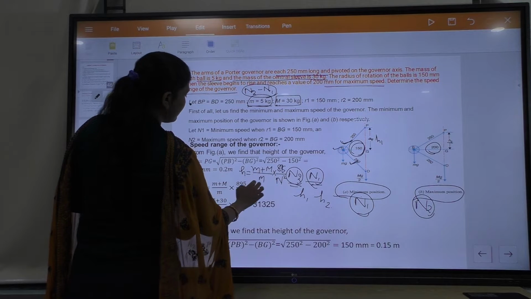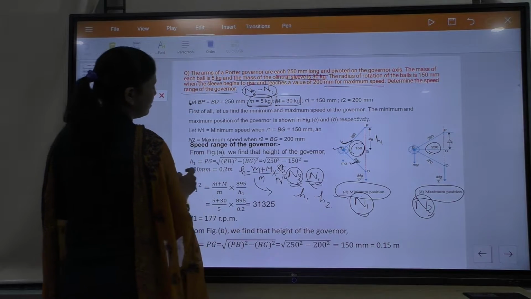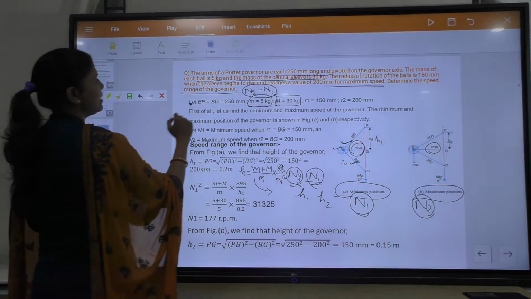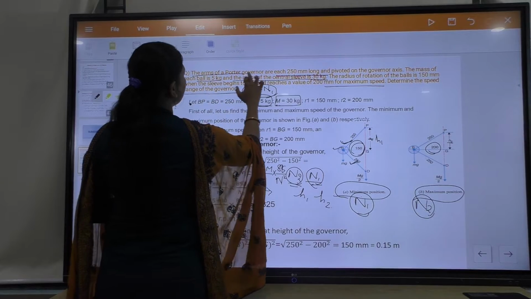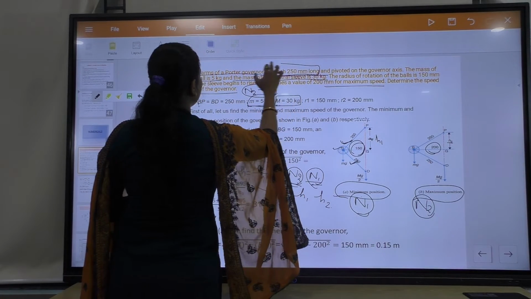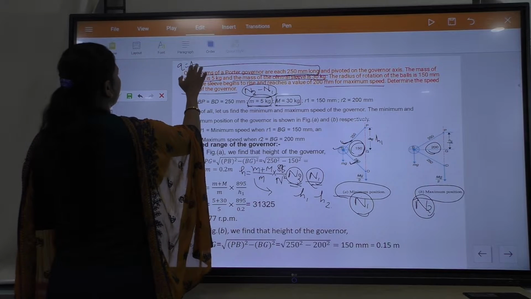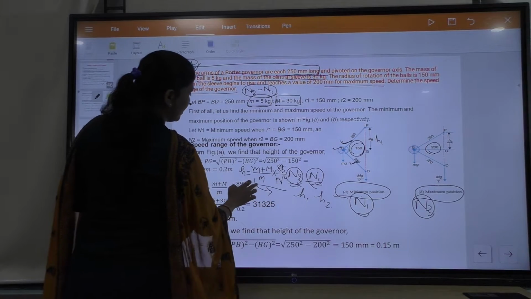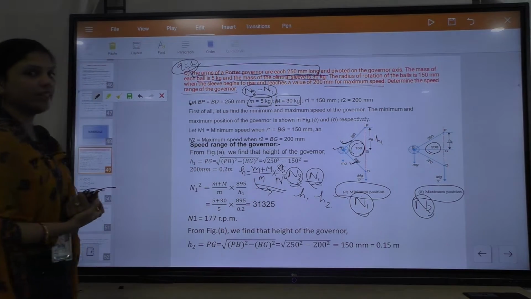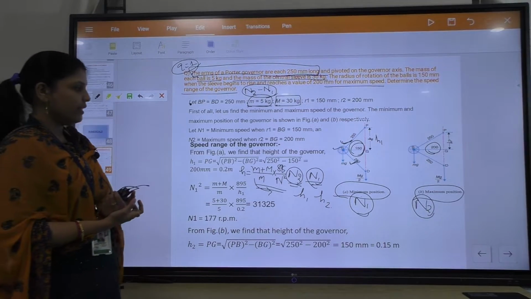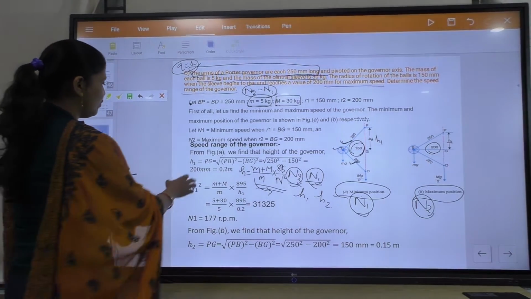This is the case when the arms have the same length, and here also the question says all the arms have the same length, that is 250 mm. So the value of q will be 1 here. So we can use this special case that we studied in the previous class. So first of all let us find the value of h1.